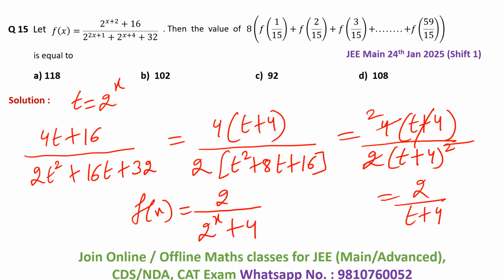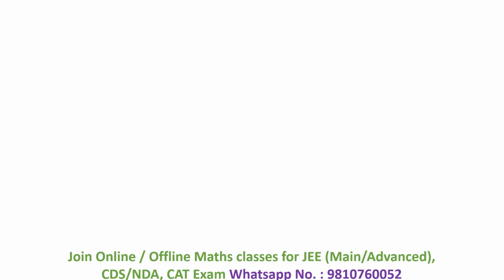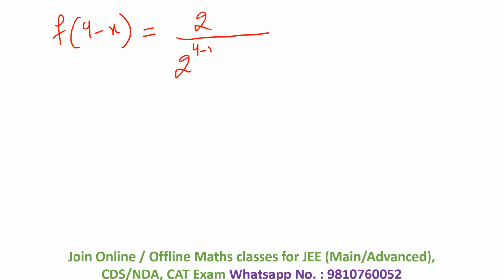Now we move further. Now students, it is the most important part of the question. Now what you have to do, you have to find the value of f(4 minus x). So in the function f(x), just replace x by 4 minus x. So the value of f(4 minus x) will become equal to 2 divided upon 2 to the power (4 minus x) plus 4.